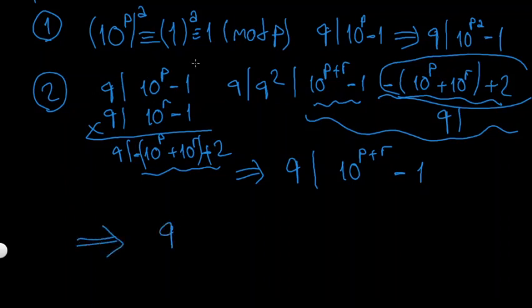q divides 10 to the p minus 1 and 10 to the r minus 1. Then q would divide 10 to the ap plus br minus 1. Because it would, of course, divide 10 to the ap. Also, wait, this is r. And since it divides 10 to the r minus 1, it would divide 10 to the br. And I know that if it divides two numbers, then I can just add them. So I could just add the powers, and it would also divide this one.